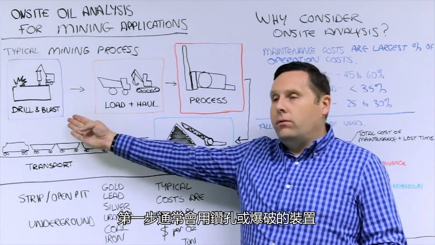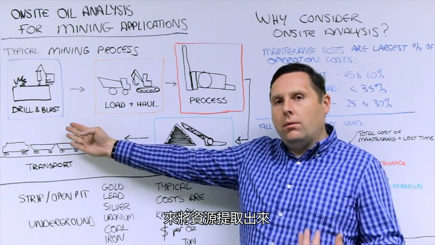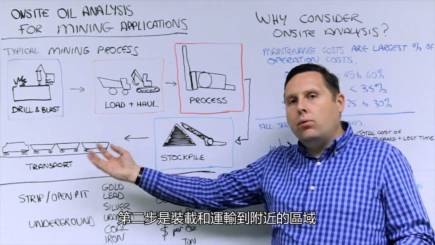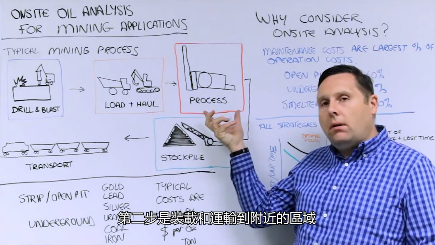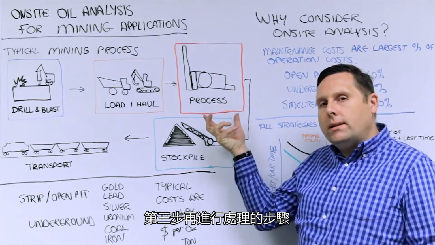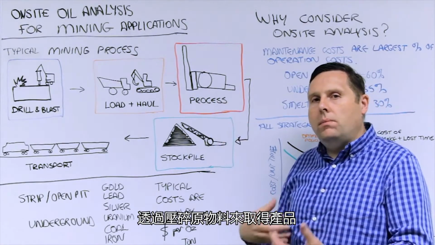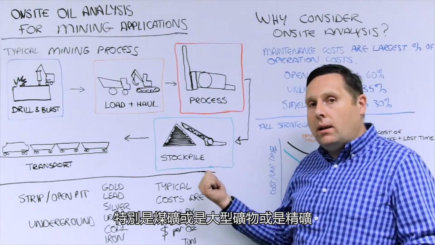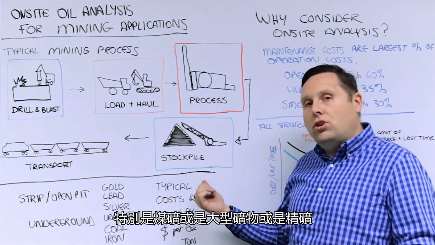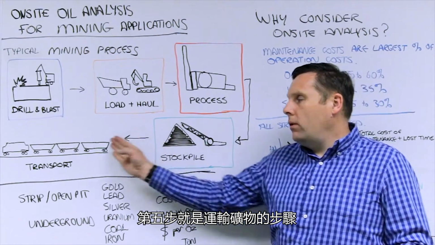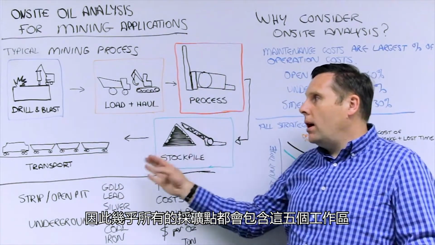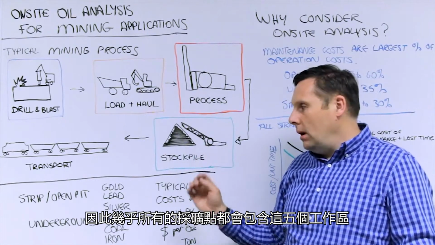Usually there's some sort of drilling and blasting to get the resources out of the ground. Then you have load and haul, moving the product to a local processing area. Then you have a complete processing where you crush the product to be able to make your final product. You sometimes will have a stockpile, especially if it's coal or large ore concentrate. And then you have a transport section where it comes off the mine. So almost all mining processes have 5 distinct areas.